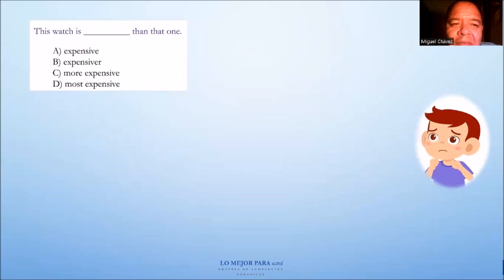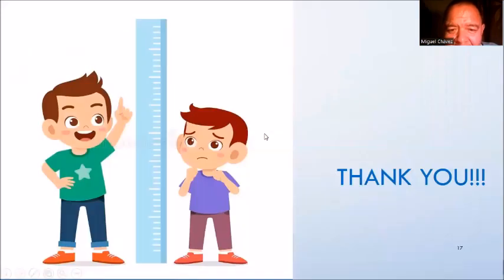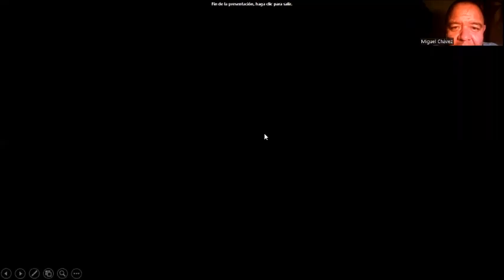It's a long adjective. This watch is most expensive than that one. No, because it's not superlative, it's comparative. Ah, more expensive. More expensive, exactly. Remember that we have comparative and superlative forms. Okay, then thank you so much for your participation.